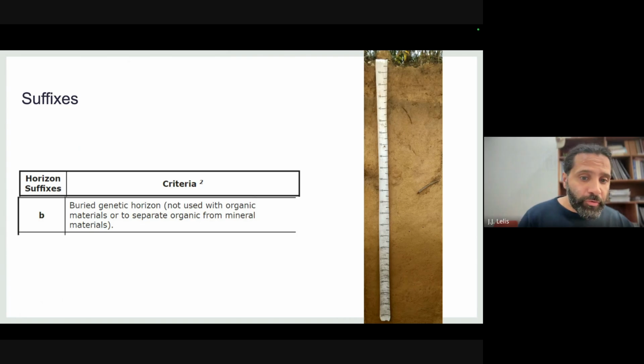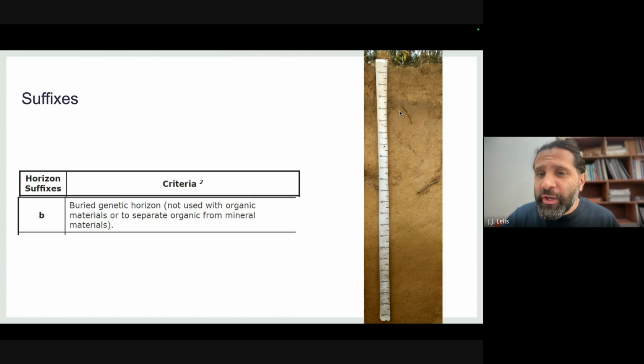This one is also used for all horizons and layers except organic materials, okay? And in this case, we use the letter B for buried genetic horizons, okay? So in this photo, I think that if you pay a lot of attention, you can see here close to 30, 35, and 40 centimeters, a darker color than, for example, here. So this horizon is a buried horizon.